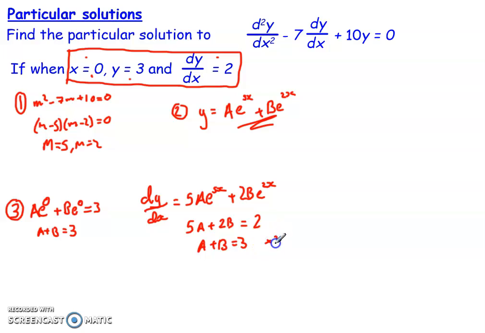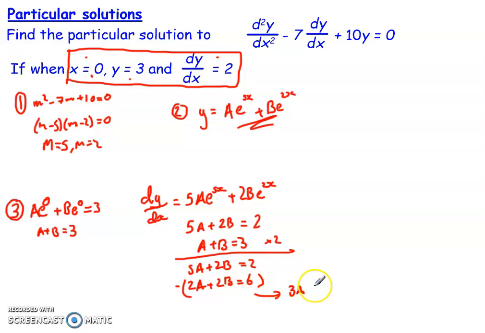So if I multiply the second equation by 2 to get rid of the b's first, what I'll end up getting is 5a plus 2b equals 2, 2a plus 2b equals 6. Subtract them from each other in order to eliminate that. What I'll end up getting then is that 3a equals 2 take away 6, which is equal to negative 4. So a is equal to negative 4/3.